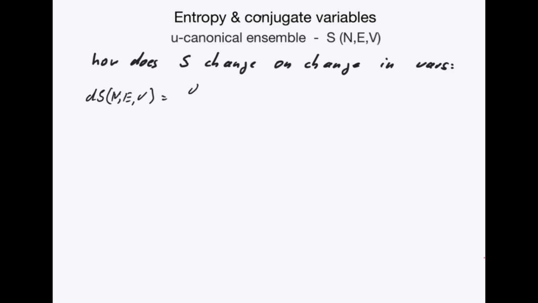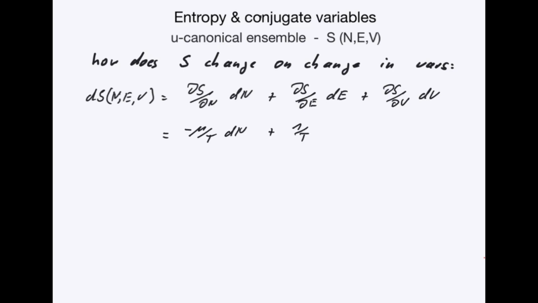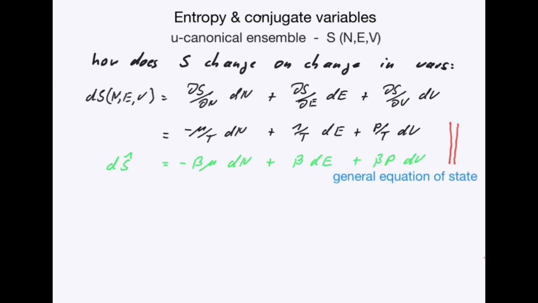dS of N, E, and V is the total differential, which is the partial derivative of S with respect to N times dN, the partial derivative of S with respect to E times dE, and the partial derivative of S with respect to V times dV. Now, using our definitions before, this can be transferred into the so-called general equation of state. Usually the general equation of state is stated in energy. So we can solve the above equation with respect to the energy, by which the energy is now a function of N, S, and V.